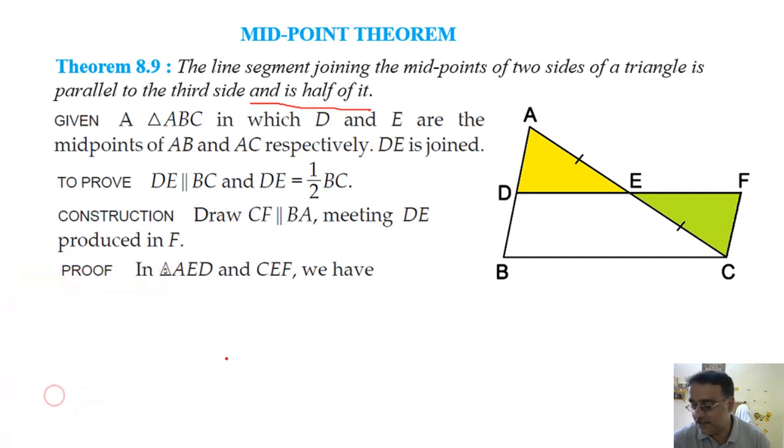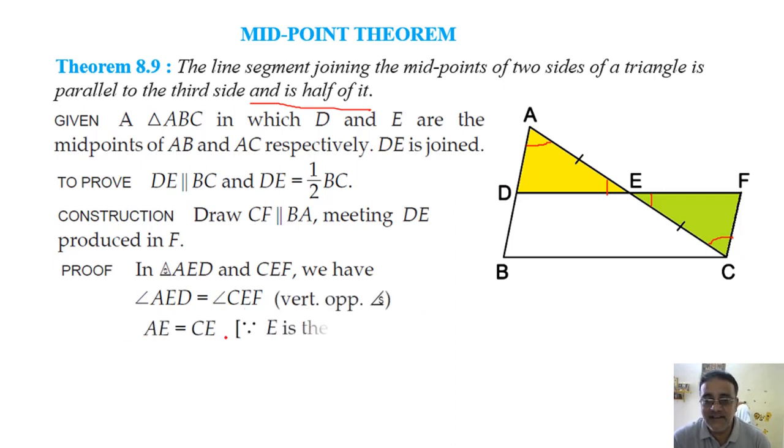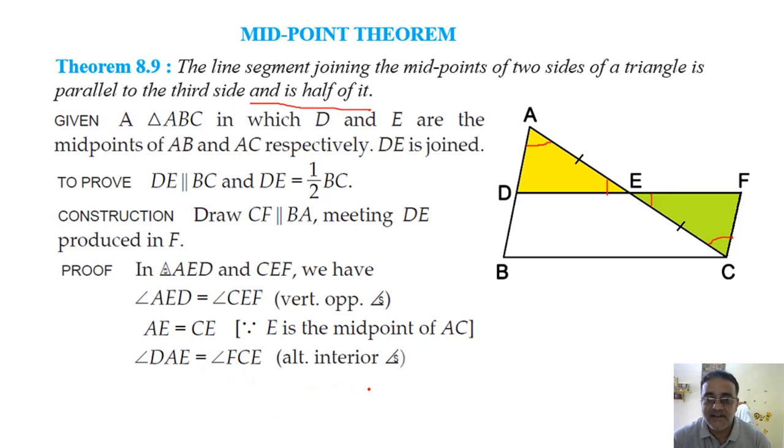So now let us start with AE is equals to CE. Why? E is the midpoint of AC. Very good. And these two angles are also equal. Vertically opposite angles. And these two angles are also equal. Alternate interior angles. Now one by one I am going to write. First, these two angles are equal, vertically opposite angles. And AE is equals to CE. E is the midpoint of AC. And the last angle DAE is equals to FCE. That is alternate interior angles. So these two triangles are congruent. By which criteria? ASA.